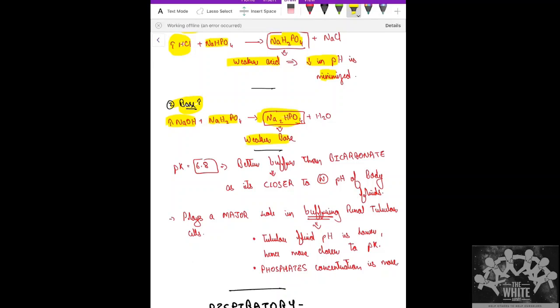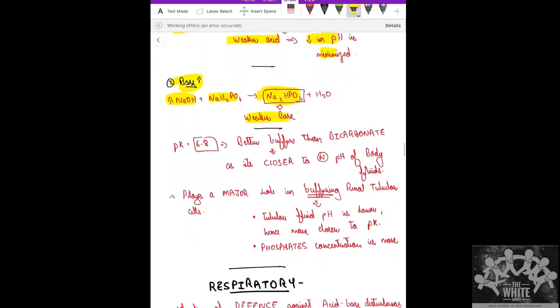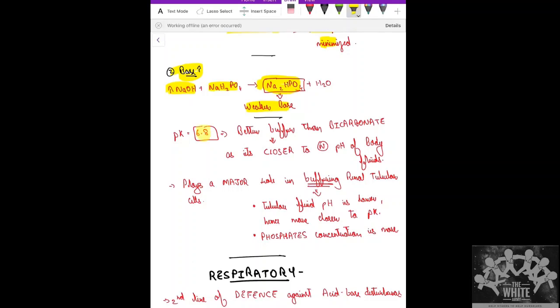Now we see again the dissociation constant. We told that it is characteristic for every buffer system. So for this, it is 6.8. That is why it is a better buffer as compared to bicarbonate for neutralizing an individual molecule of H+. For individual molecules of H+, it is a better buffer.